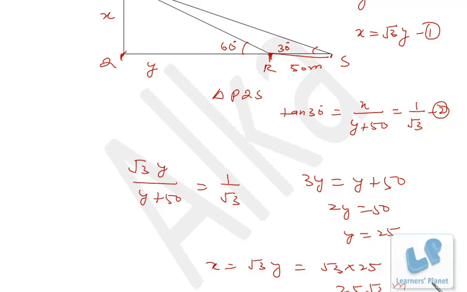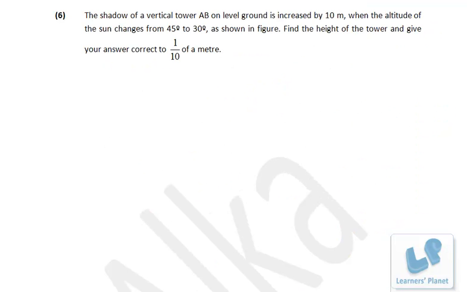Pretty simple. Now let's see this problem. The shadow of a vertical tower AB on level ground is increased by 10 meters when the altitude of the sun changes from 45 to 30 degrees, right? Shown in the figure, I just draw the figure. Find the height of the tower and give your answer correct to 1 upon 10 of a meter.